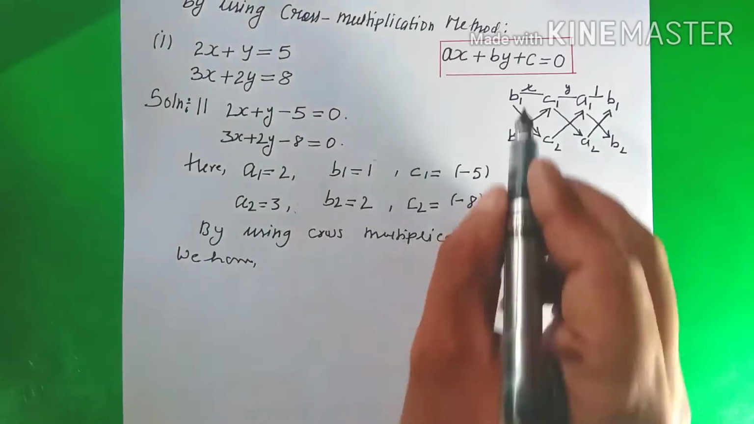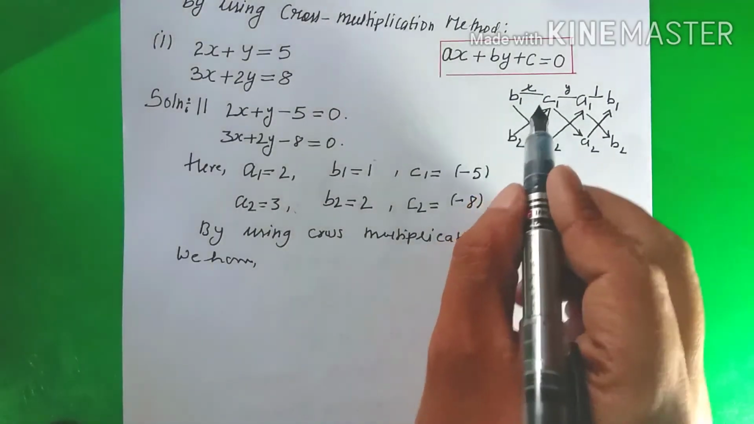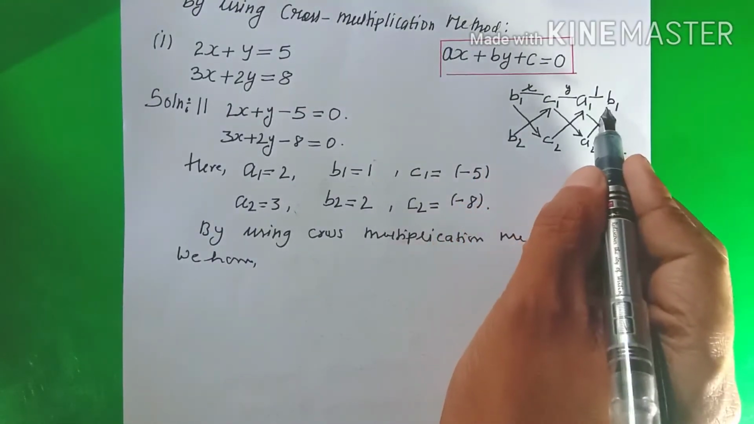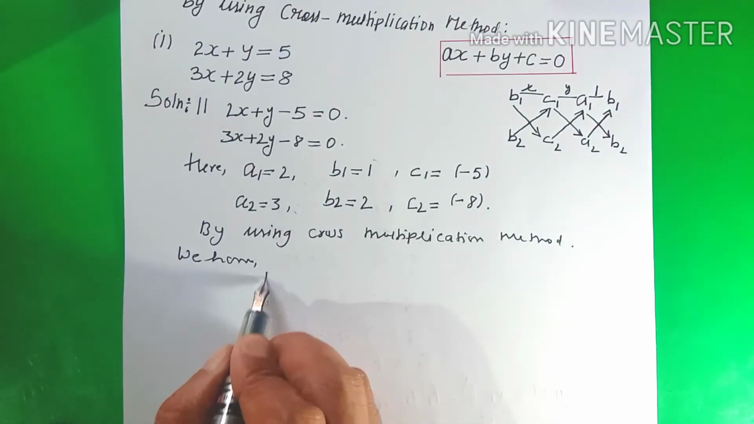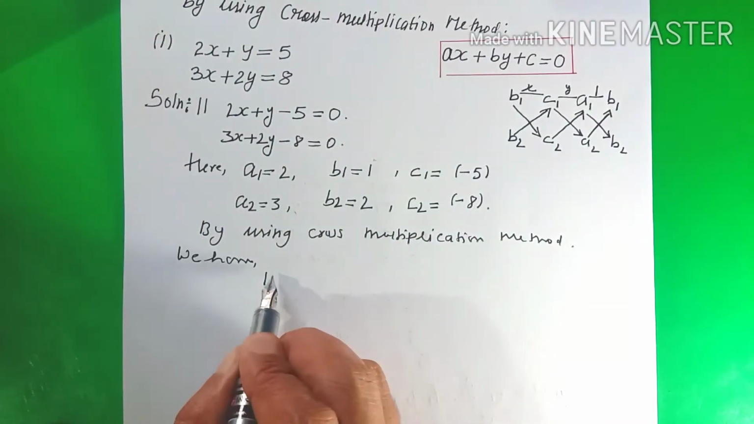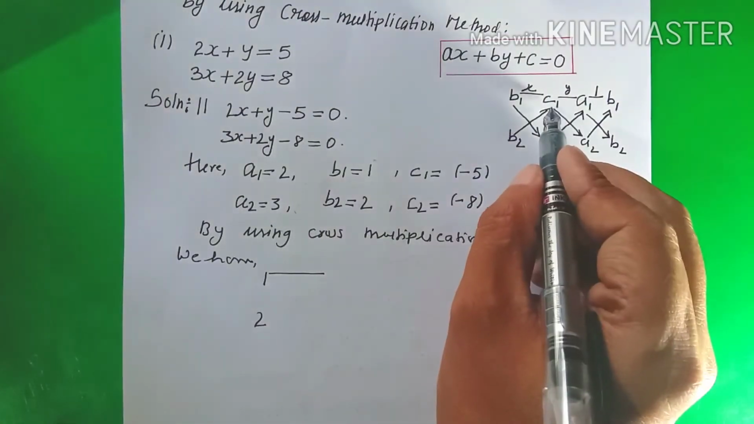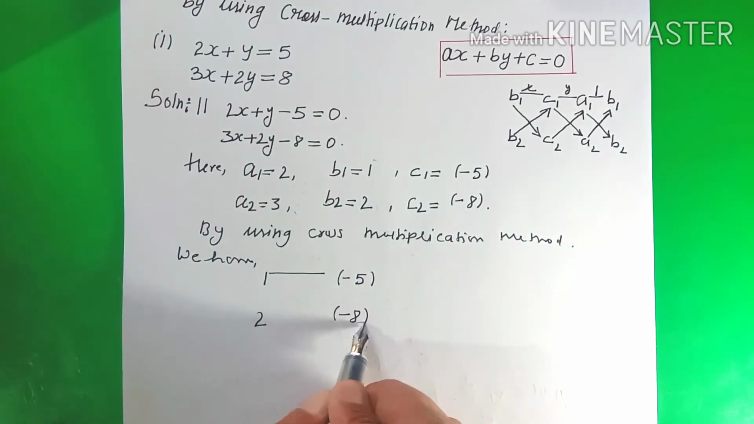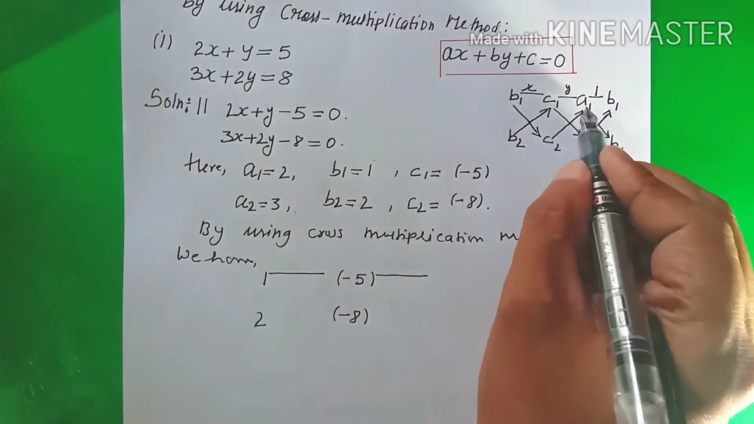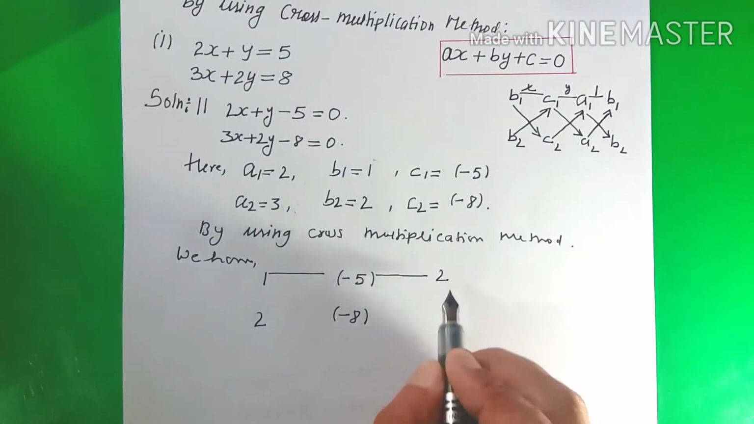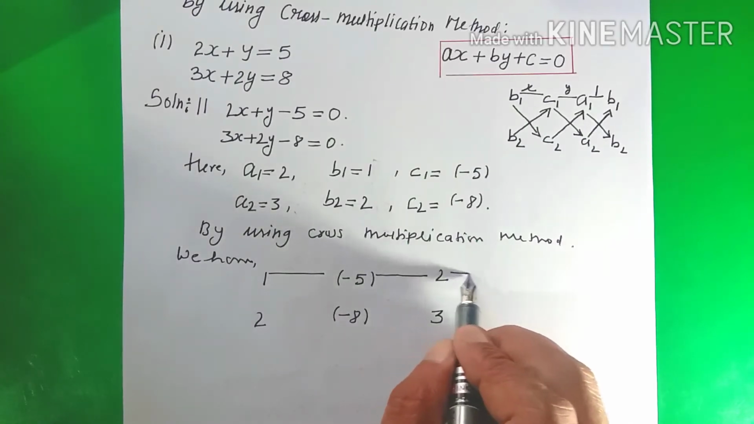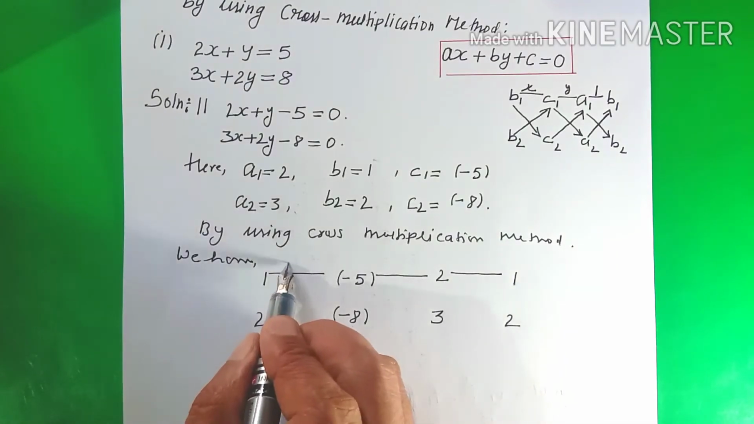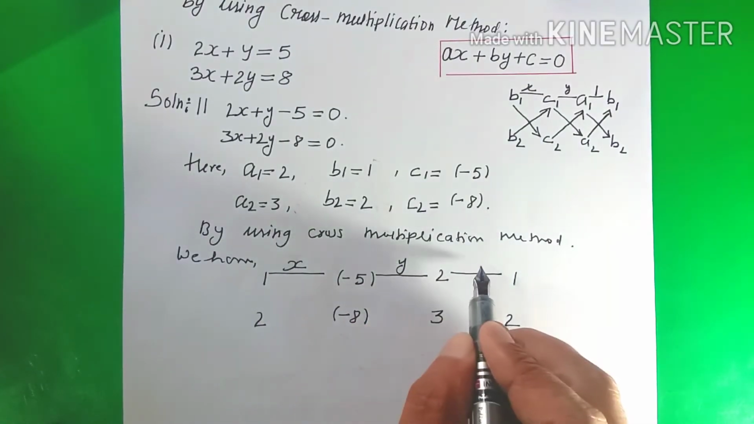Now we take this form that we have written. First take the b, c, a, b values. So b values are 1 and 2. Here keep a space, followed by c. The c values within brackets are minus 5 and minus 8. After that keep a space, followed by a, which we can see is 2 and 3. After that b again, 1 and 2. Here these two give x, here y, and here it will be 1.